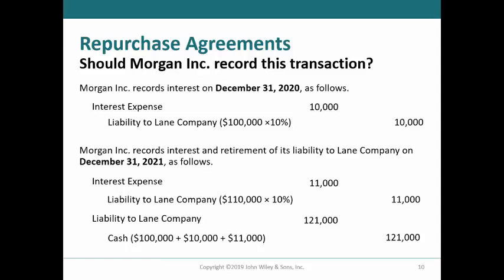At December 31st, 2021, Morgan would record the remainder of the interest expense of $11,000 by debiting interest expense and crediting liability to Lane Company, and the repayment to Lane by debiting liability to Lane Company for $121,000 and crediting cash for the same amount.